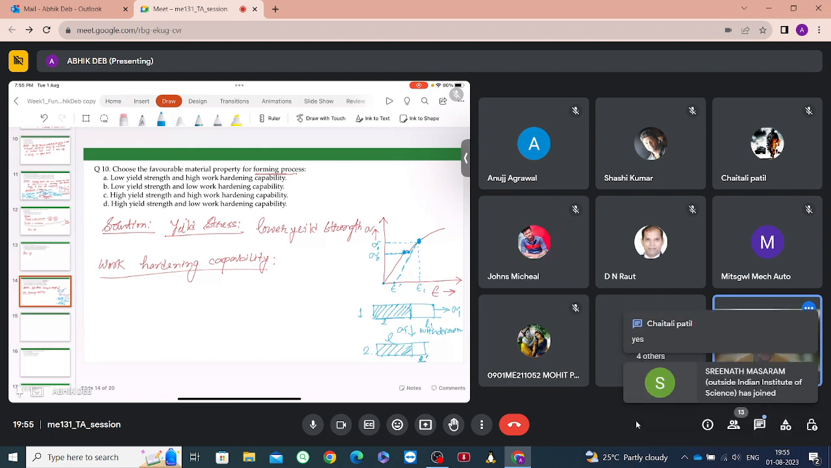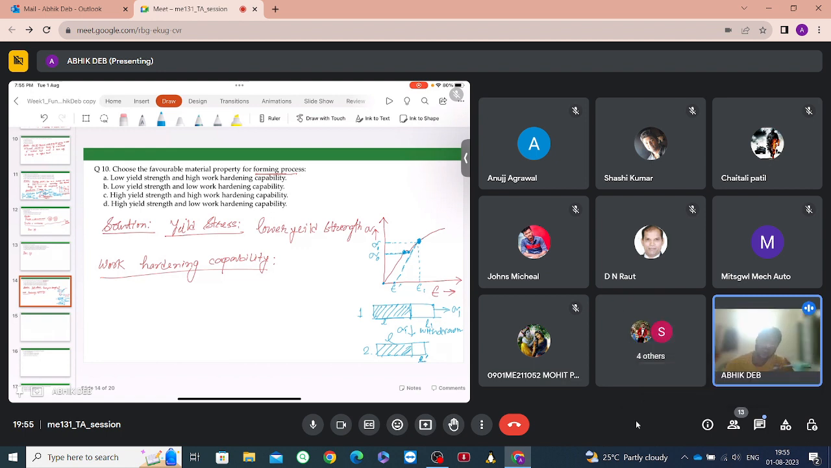Okay. So after this point, when the length has become L dash from L, we start again giving the load. Now initially the material deformed at sigma naught. Now at which load will the material start deforming? Will it be sigma naught or sigma 1?